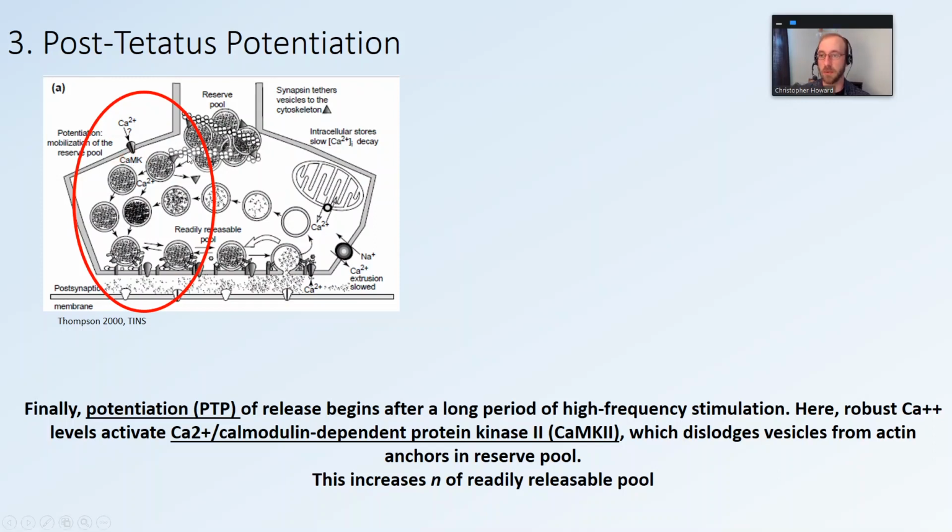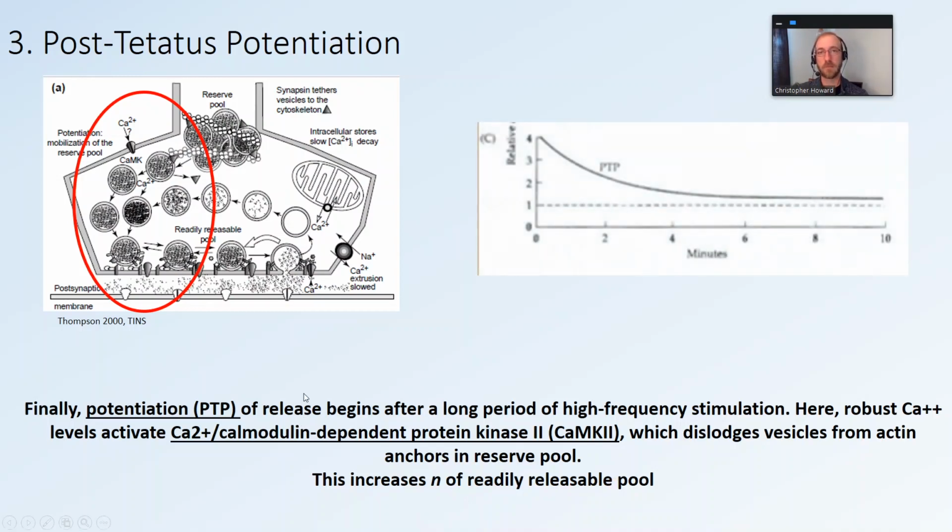And what this does is it plays a really critical role in shuttling these reserve pool vesicles to the readily releasable pool. So this is not a change in P, which would be the probability of vesicle binding. This is a change in N, which is the number of vesicles that can be released at any given moment. PTP requires a lot of action potentials to generate this phenomenon, but it lasts for a really long time. This can last up to several minutes, and even longer than that. You see this never really goes back down to baseline. So this can drive a long-term change in synaptic strength.